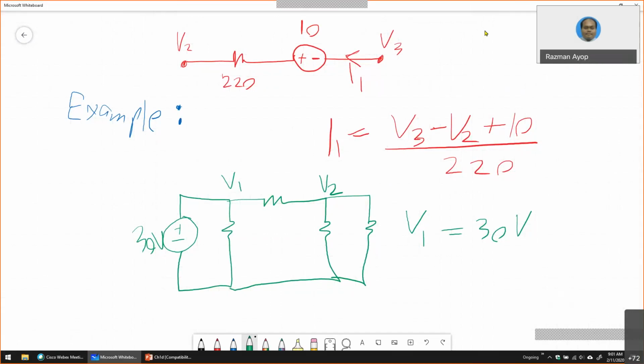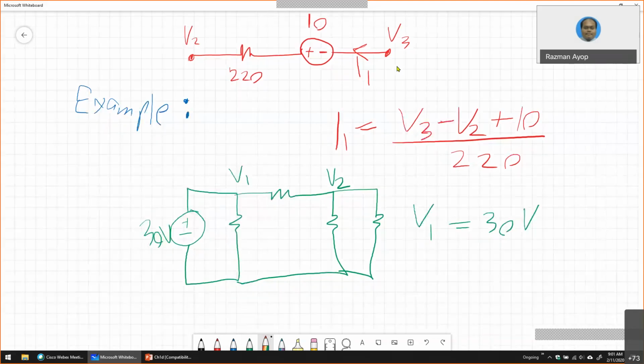So we continue a little bit on nodal. If the voltage source is between two nodes, instead of going to the ground, make sure you look at the direction of the current.